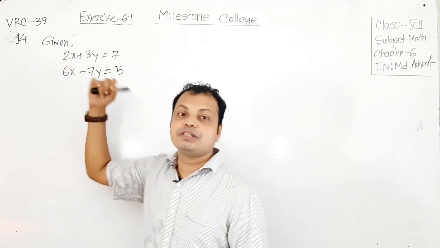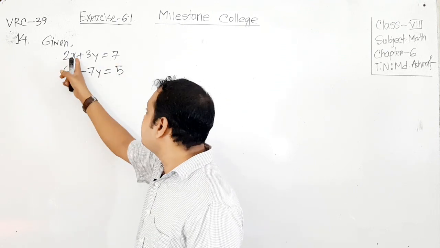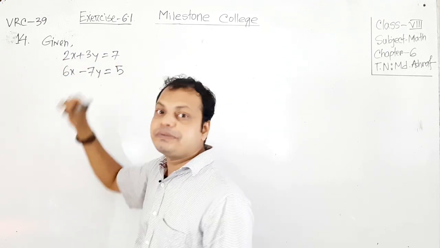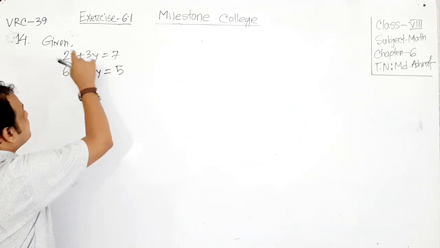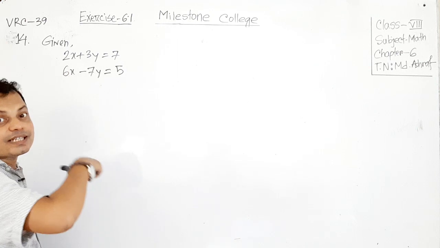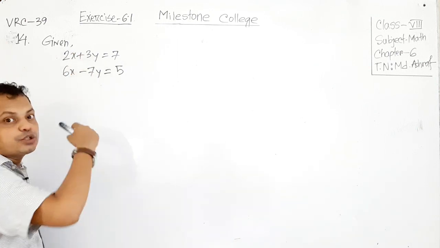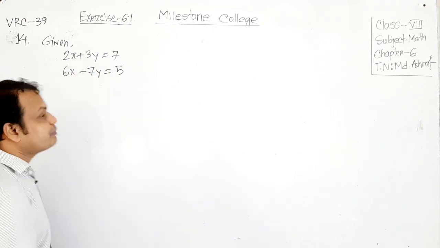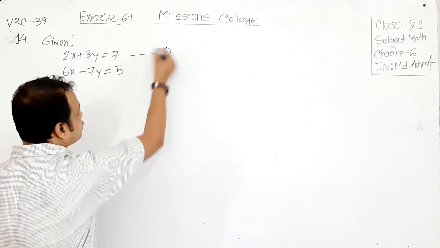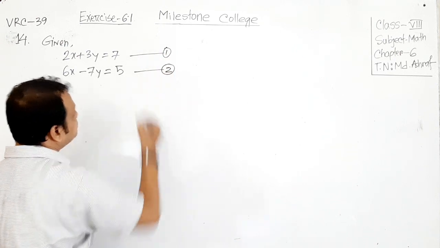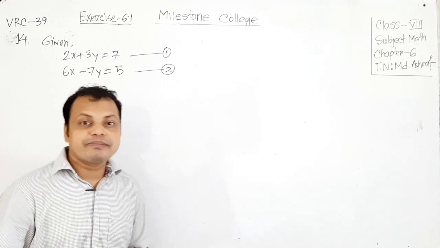So why are they simple simultaneous equations? There are two equations and the variables in both equations are the same, and all the variables' power is 1. What is the power of x? The power of x is 1. That means the power or dimension of the variables is 1. That's why these two equations will be called simple simultaneous equations. At first, mark the two equations. This is equation number 1, this is equation number 2.